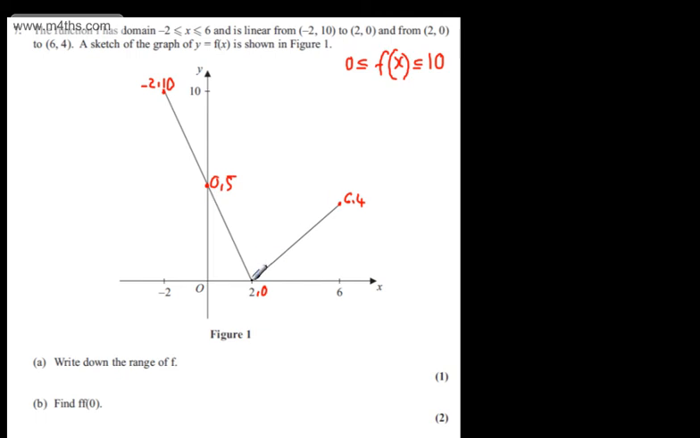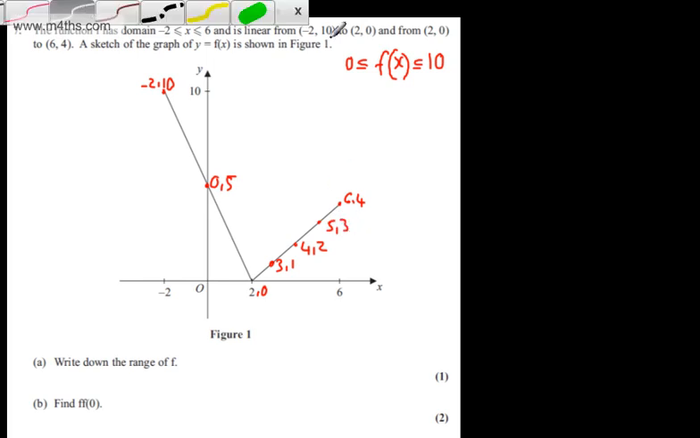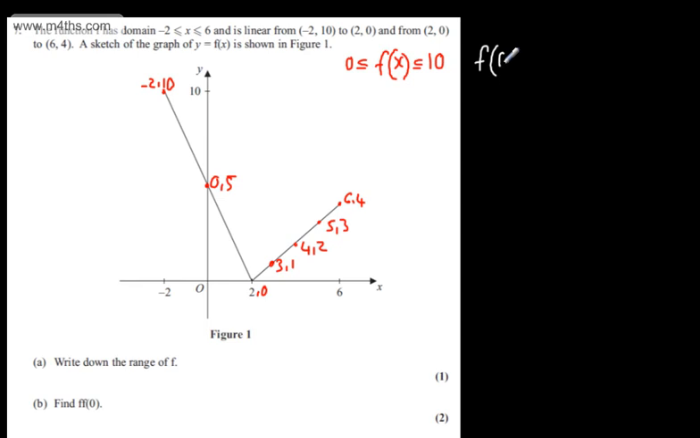I'm now going to consider values from 2 to 6. I can see I've got an increase of 4 and an increase of 4. Therefore, the gradient of this line right here is 1. So I could put these points on: (3, 1), (4, 2), and (5, 3). So let's go ahead and work this out. We've got now the following: f(0) is equal to 5. I'm then going to do f(5), and f(5) is going to give me 3. So we can say our answer to part B for 2 marks is 3.